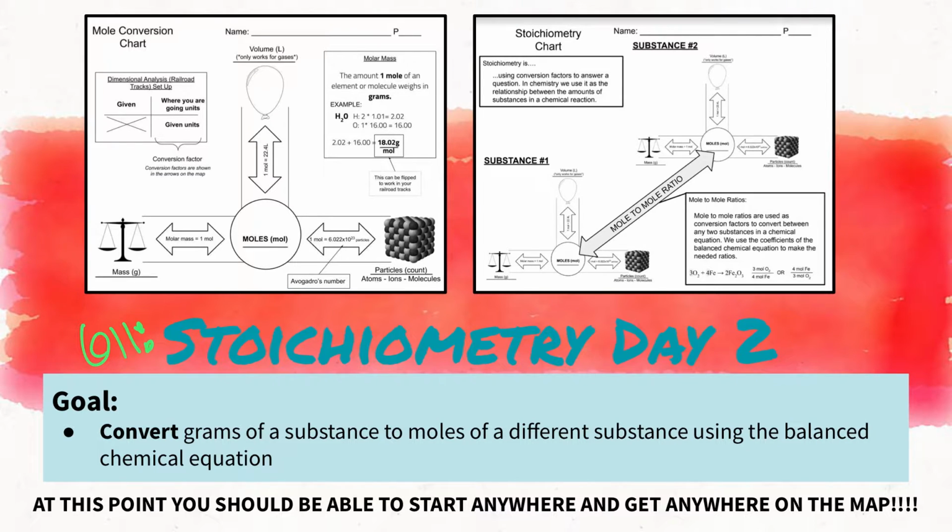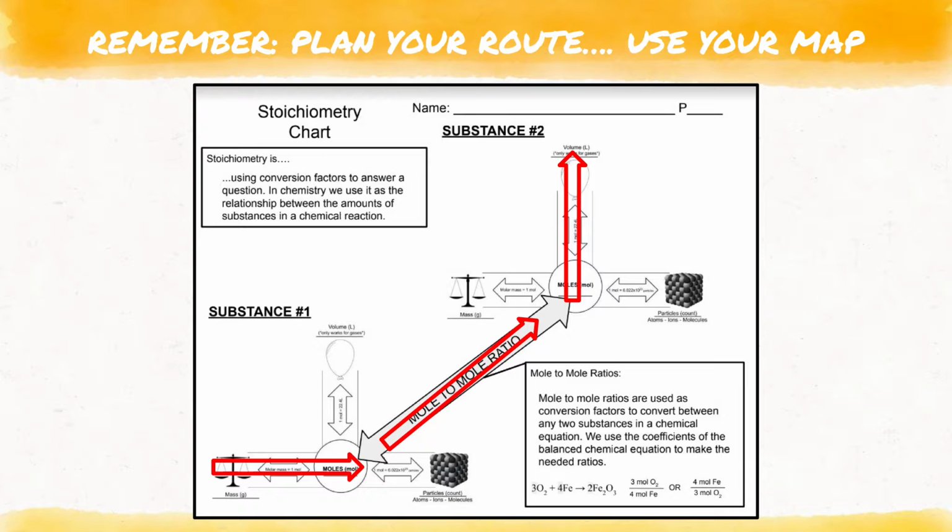The goal for this lesson is students will be able to convert grams of a substance to moles of a different substance using a balanced chemical equation. Remember to plan your route using your map. So you started with grams of substance 1, going to moles, then we used our mole to mole ratio to get to moles of the other substance, which you can then go to grams or to volume.